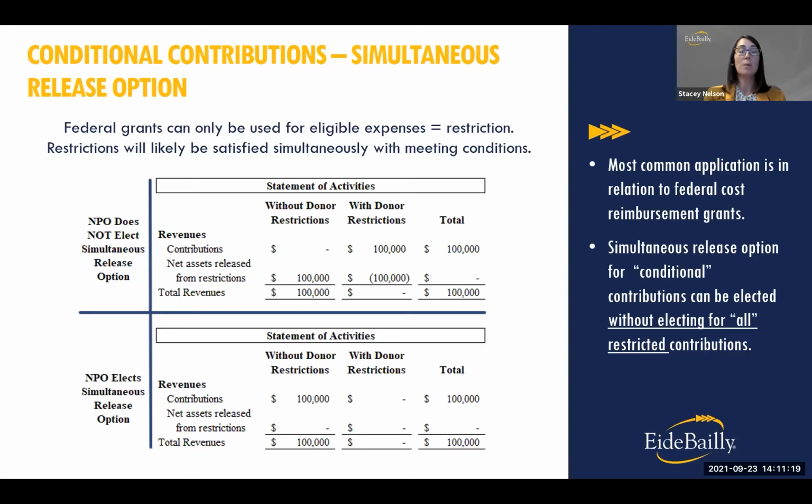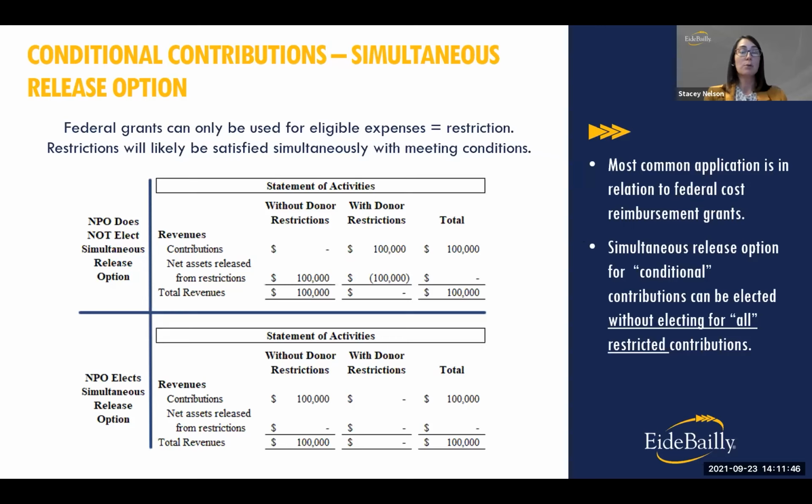So in order to appease some of the feedback that they received on 2018-08, FASB included an option where nonprofits could make an election to treat just their conditional contributions as using the simultaneous release option. Since those restrictions are likely going to be satisfied at the same time they're meeting the conditions, they would be able to report those revenues as without donor restrictions.